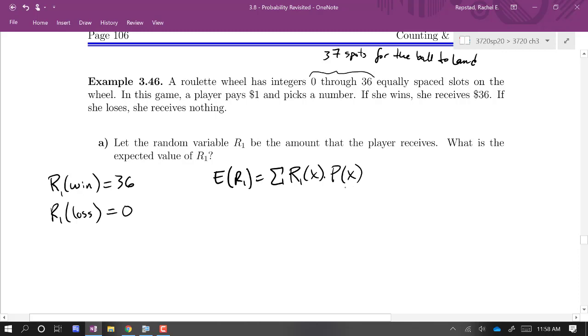Now, there are 37 spaces, but I don't need to think about these 37 different outcomes because I can group them into two in order to do this most efficiently. So I can just group them into the event that I win and the event that I lose. So the probability of a win, there's only one way to win, it's got to land on the one space I picked. And so that's 1 out of 37. And the probability of a loss is that it lands anywhere else. So that's 36 out of 37.